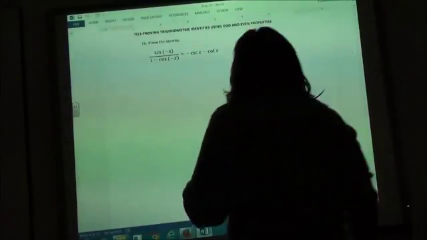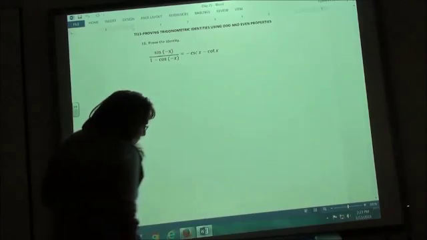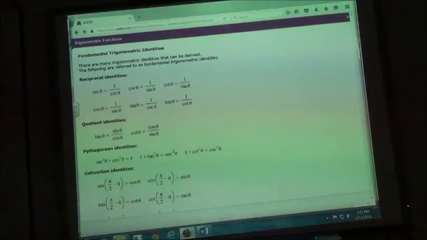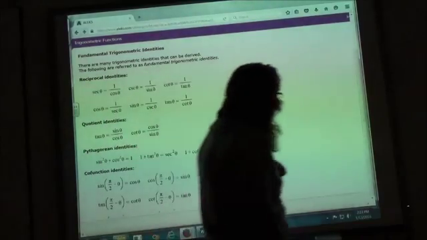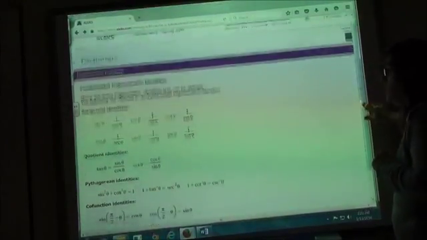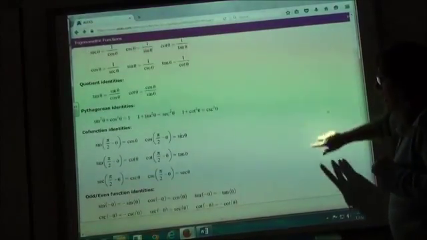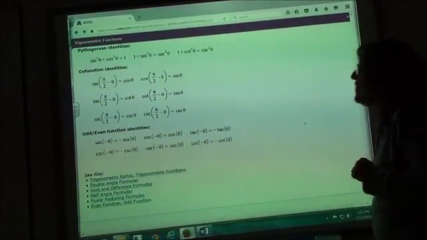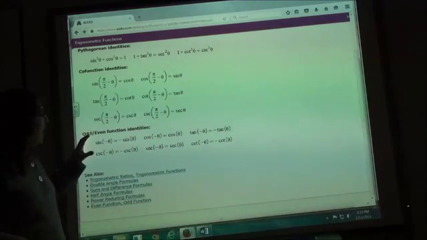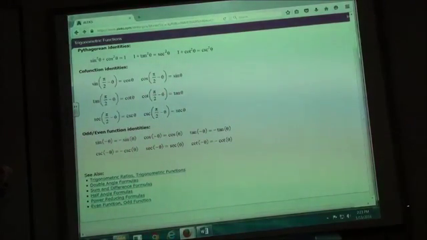16, 17, and 18, we're now using the odd and even properties. So if I go to my trigonometric identities slide, there we go. They have the cofunction ones that we haven't talked about yet here, but we have the odd and even function identities.